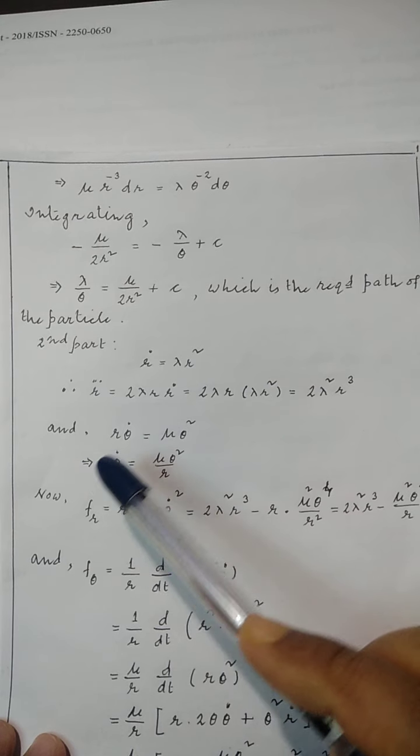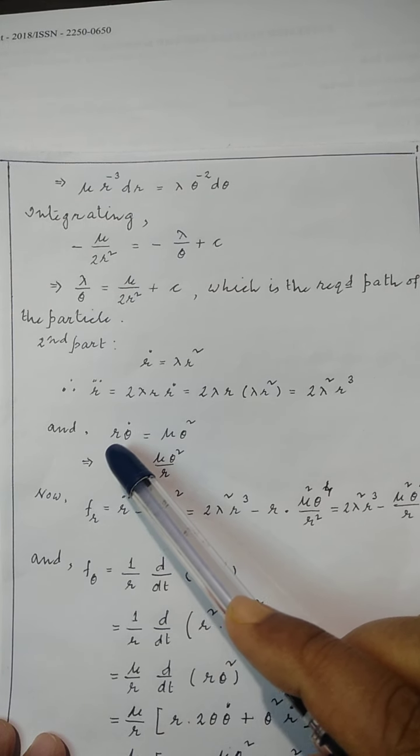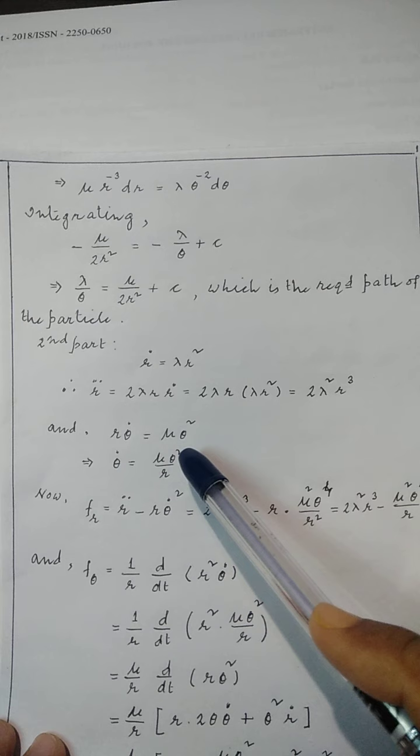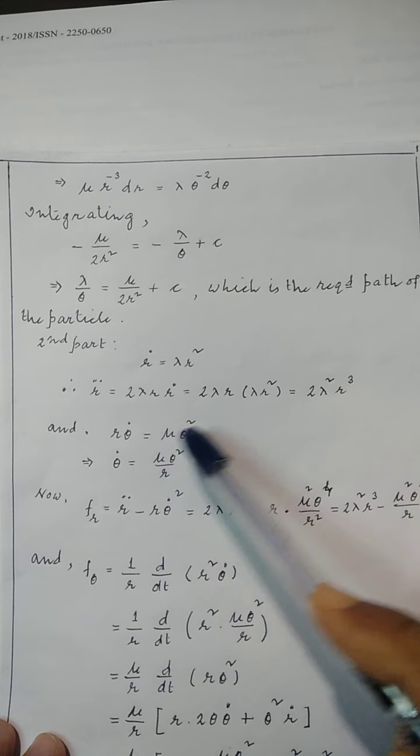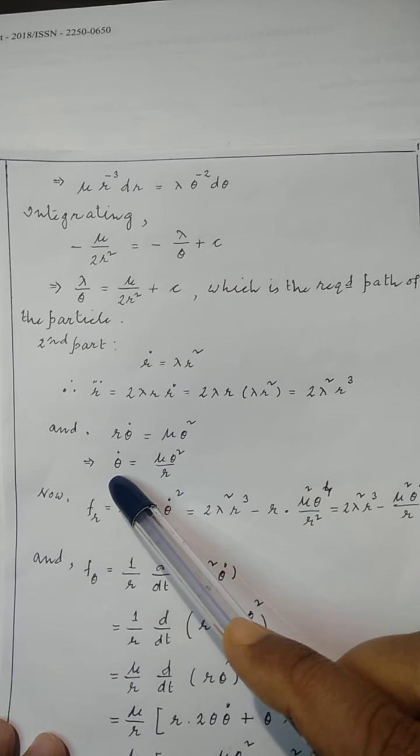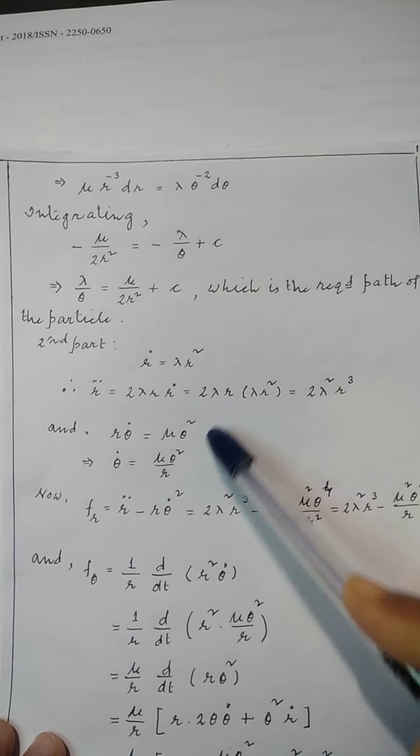Okay, next, the transverse component of velocity is given by what? It is r theta dot, and what is the expression according to the question? It is mu theta square. So from this you find out theta dot. Theta dot is equal to what? It is mu theta square by r.